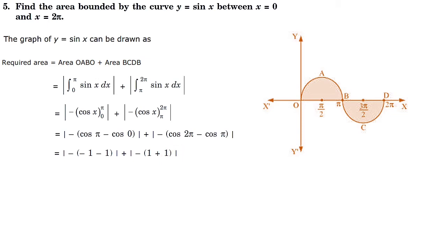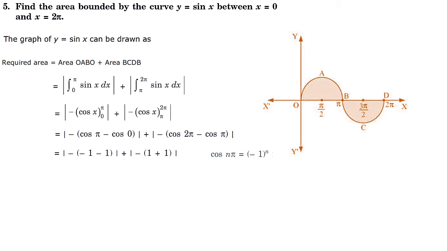Once again, starting from here to here, upper limit minus lower limit, there is a minus sign outside, keep it outside. Cos pi value, cos 180, is minus 1, minus cos 0 value is 1. Plus, here minus cos 2 pi value is 1, with the minus sign outside, keep it in brackets. Cos 2 pi value is 1, then minus cos pi value is minus 1, and already there is a minus sign outside, so minus into minus is plus 1.